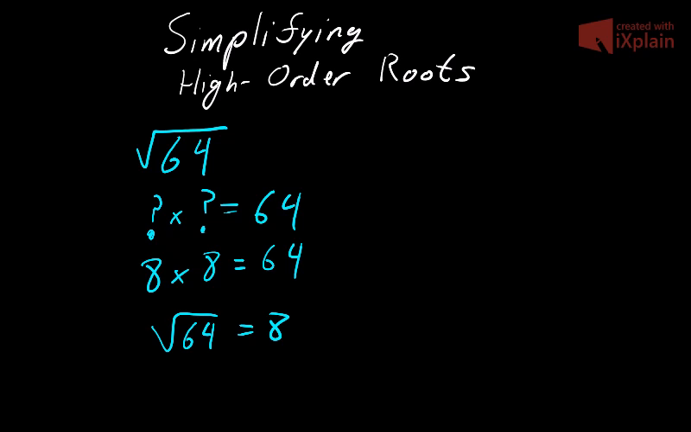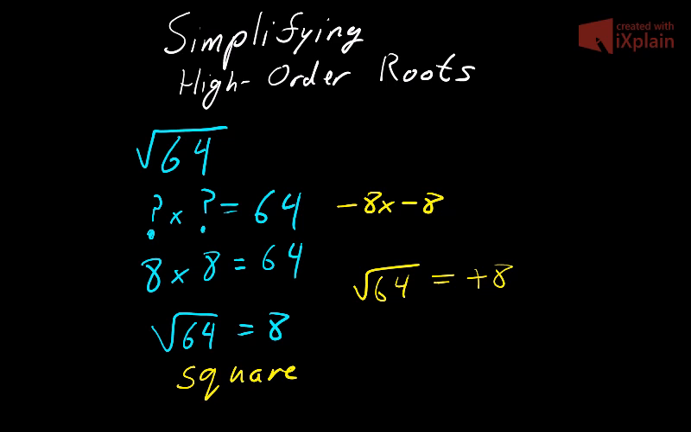Now, some of you might be thinking, wait a second, Mr. O'Connor. We can also get 64 by doing negative 8 times negative 8, which would be true, but we're going to say that the square root of 64 is going to be positive 8, just because the square root is always going to be positive. So the square root is always positive.